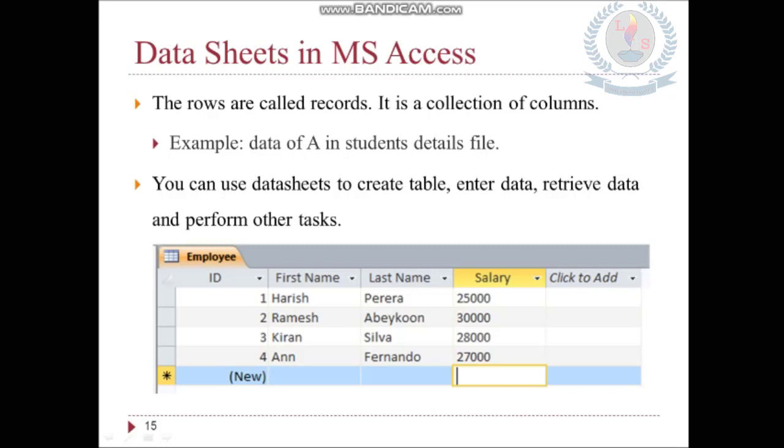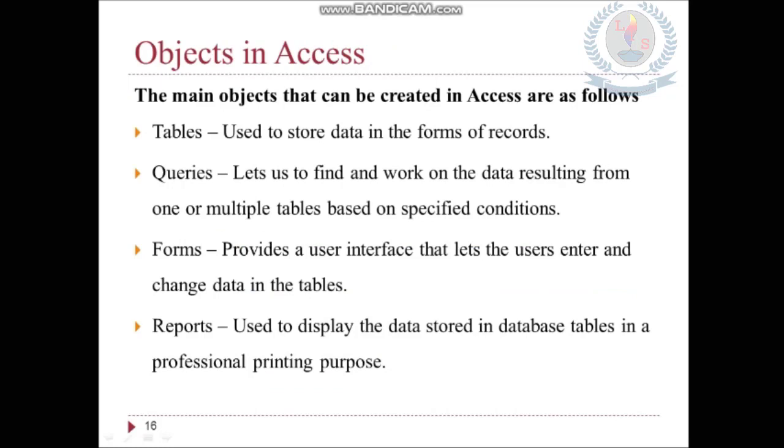The rows are called records. Inside the table we have to write rows. As I have given in this presentation, under first name, last name and salary, I have given some information. Those are the records we have. All the rows we can call records. So a data sheet is a collection of columns and rows. Simply, we can give that definition. You can use a datasheet to create tables, enter data, retrieve data and perform tasks. That is the main purpose of using data sheets.